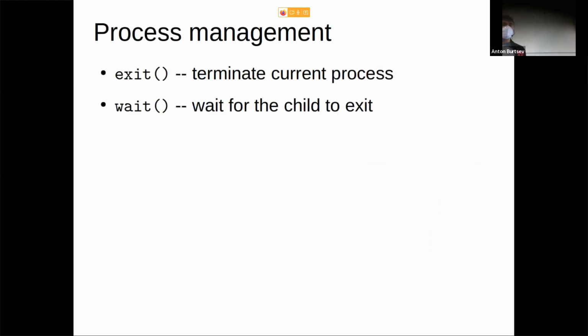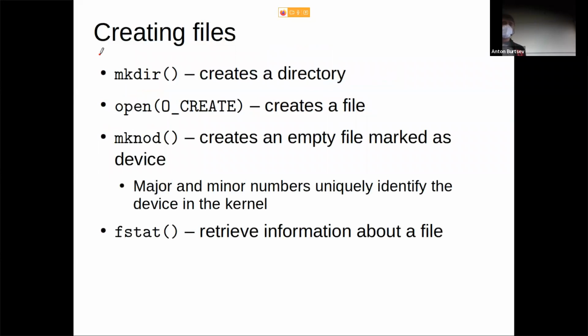I mentioned exit a couple of times. It terminates the current process, never returns into a program, and the operating system terminates the process at this point. Wait allows you to wait on your child. You can only wait on your children, and it returns the PID of a child which exited. We know that we have to manipulate files. We've seen open before, which creates a file. mkdir makes a directory in a file system.